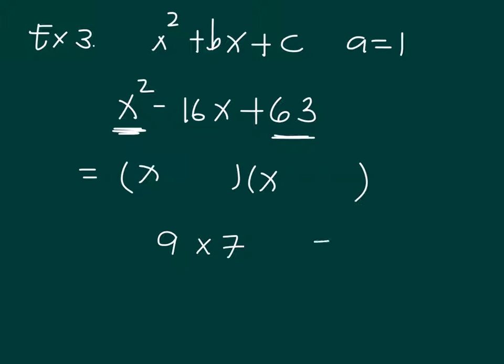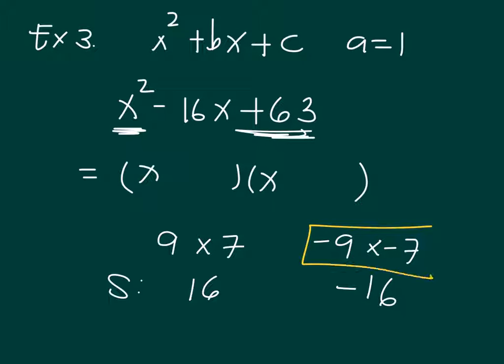It can also be taken from negative 9 times negative 7, because a positive number can come from a positive times a positive and a negative times a negative. The next check is the sum. The sum of 9 and 7 is 16. The sum of negative 9 and negative 7 is negative 16. So this is the pair that we need. Simply supply those numbers: minus 9 and minus 7, and you're done. That's how easy it is to factor expressions of the form x squared plus bx plus c.